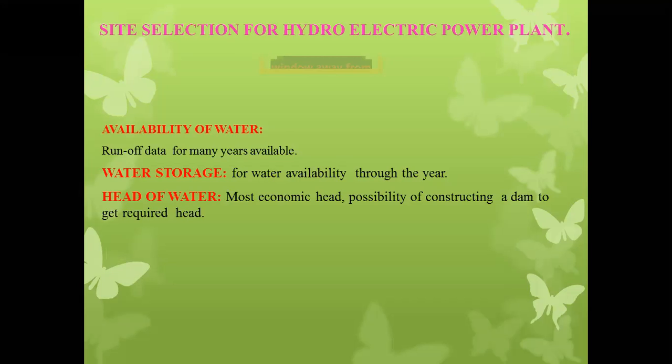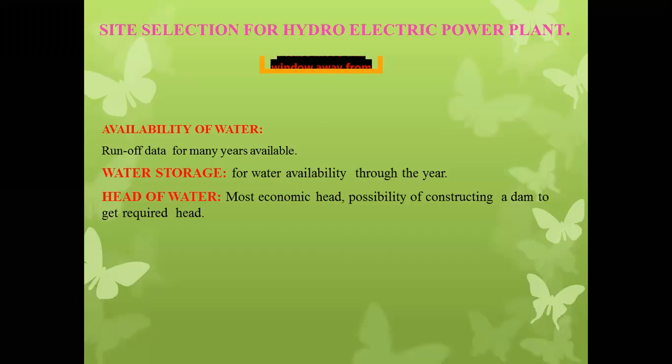Okay, next part, head of water. If you have plenty of water without any head, what does that mean? Like in a river, water is available in plenty, but its effective head is very less. In the introduction of the hydroelectric power plant, we have seen that the potential energy of water stored at a high level is converted into hydraulic energy, falling water hydraulic energy. So head of water is very important, and the most economic head should be available.